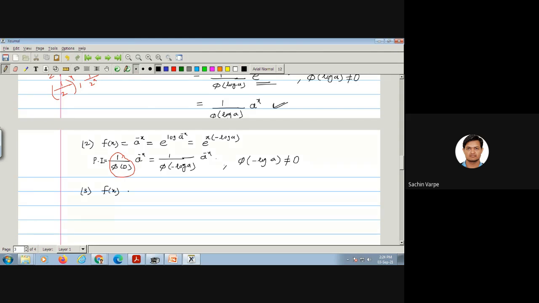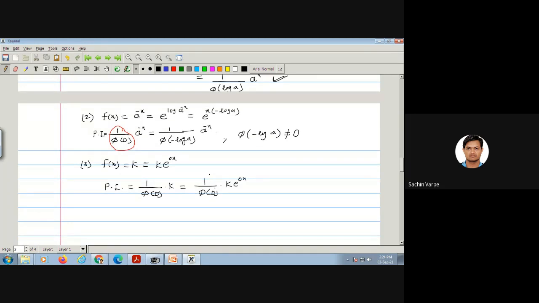Now the third case, sub case number 3. If f(x) is a constant function, any constant k, can I write that constant in terms of exponential? Can I write it like this, k e to the power 0x? So the particular integral is 1 upon phi of d operated on k e to the power 0x. As we know, 1 upon phi of d is an integrating operator, so we can write the constant outside the integration: 1 upon phi of d e to the power 0x.